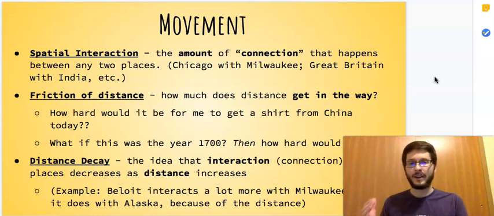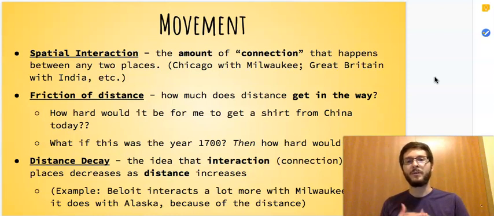How much connection is there between two places? Whether there's a lot of connection or whether there's just a tiny little bit of connection or no connection at all, doesn't matter. With this term, spatial interaction is just how much or how little connection there is between two places.